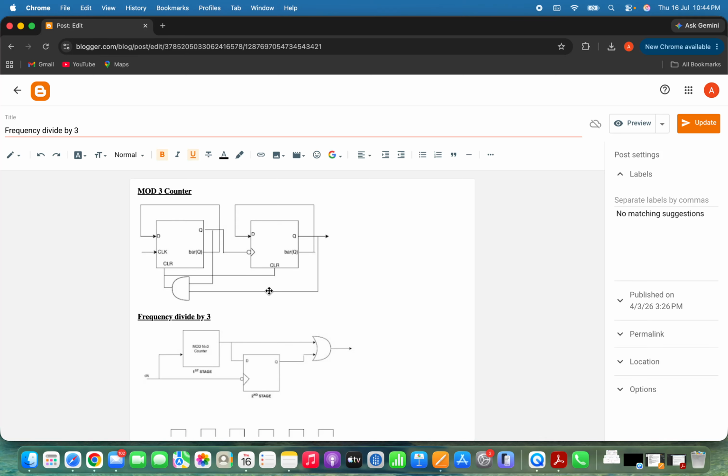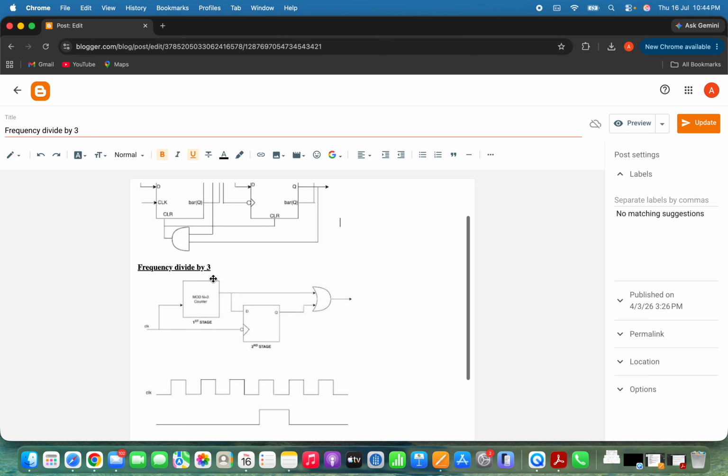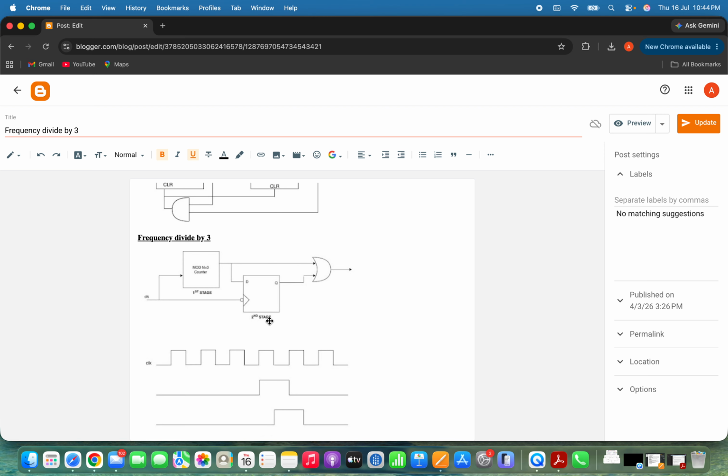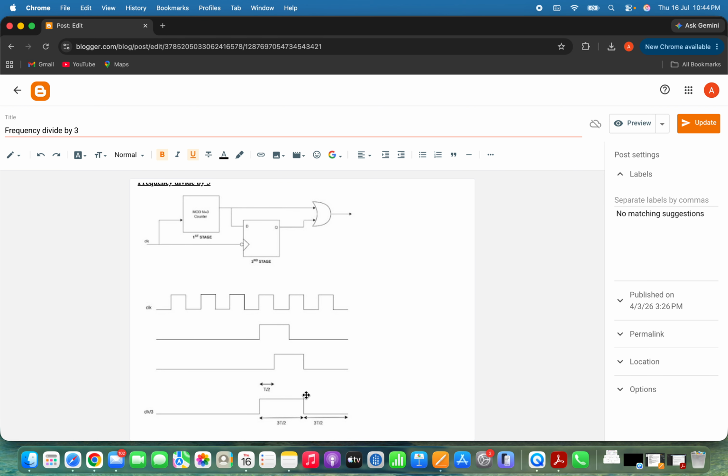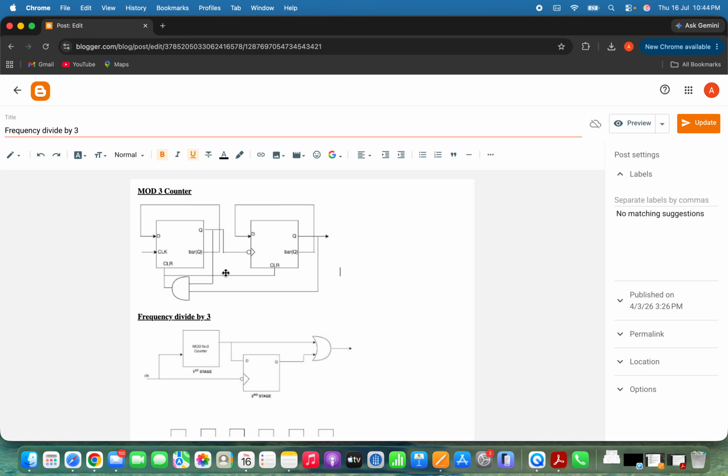Hi everyone, in this video we will learn how to design a frequency divide by 3 circuit using D flip-flops. Unlike a divide by 2 circuit, generating a divide by 3 signal with a 50% duty cycle is not straightforward because the division factor is odd. We will first build a mod 3 counter and then use an additional D flip-flop to generate a perfectly symmetrical output waveform. First, let's understand the mod 3 counter.